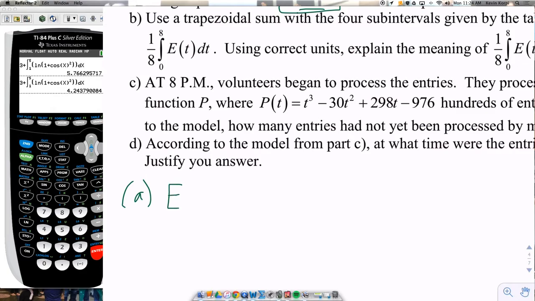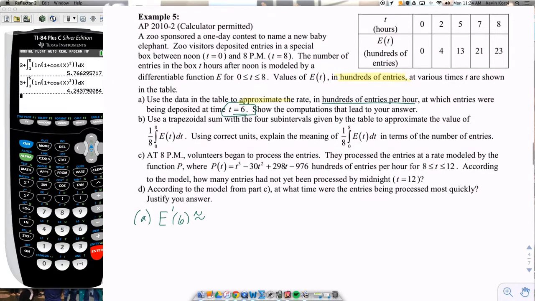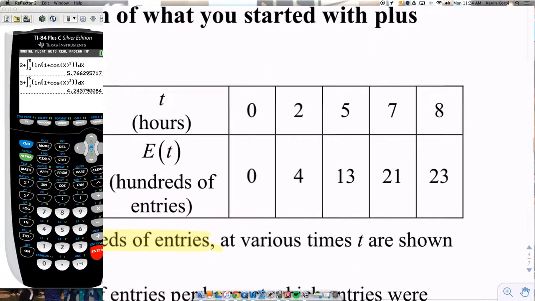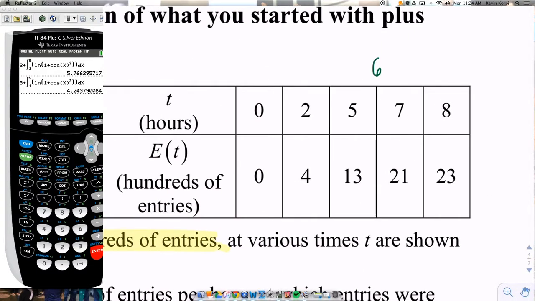Yeah, but what do we put first as notation? E prime of 6. Squiggles, and then the difference quotient. We have to approximate a tangent line using a secant line. And notice that 6 is not in the table, but it would fall between 5 and 7, which means there's only one way that we compute it, right? Change in y over change in x. Not change in x over change in y.